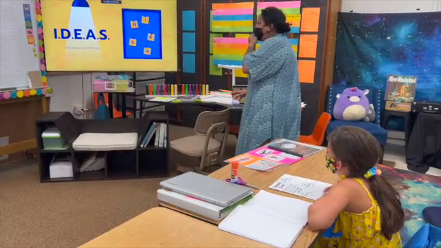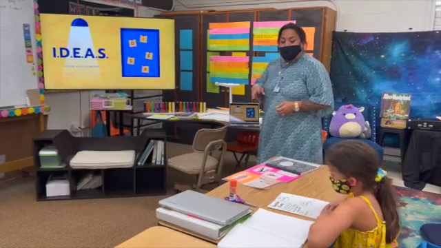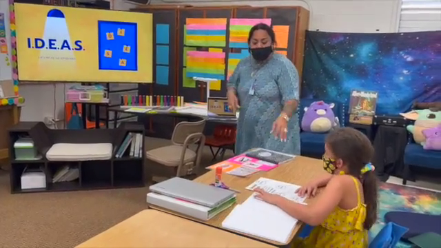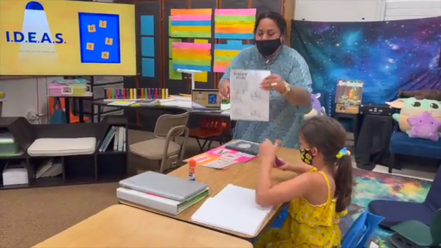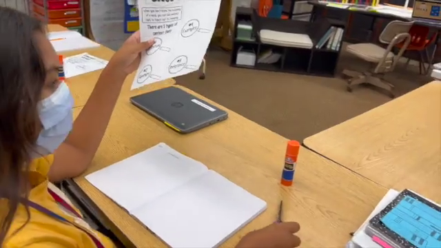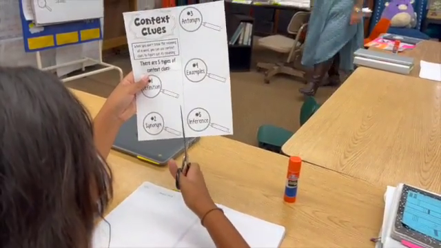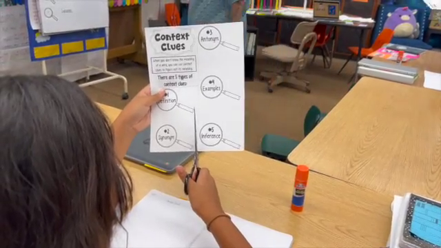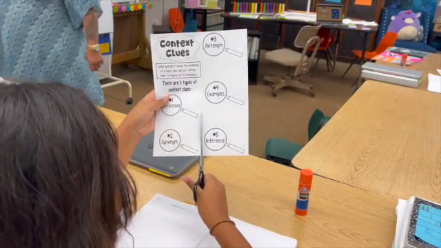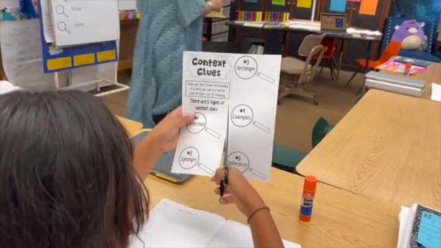So, IDEAS is the acronym that we're going to use. So let's set up our notebooks. What you're going to do is cut out the note help that I gave you. Okay, so your context clues, we're going to go ahead and cut those out. And we're going to rearrange those. So although yours are in a certain number, we're going to spell the word IDEAS. Cut on the dotted lines, cut each one out.